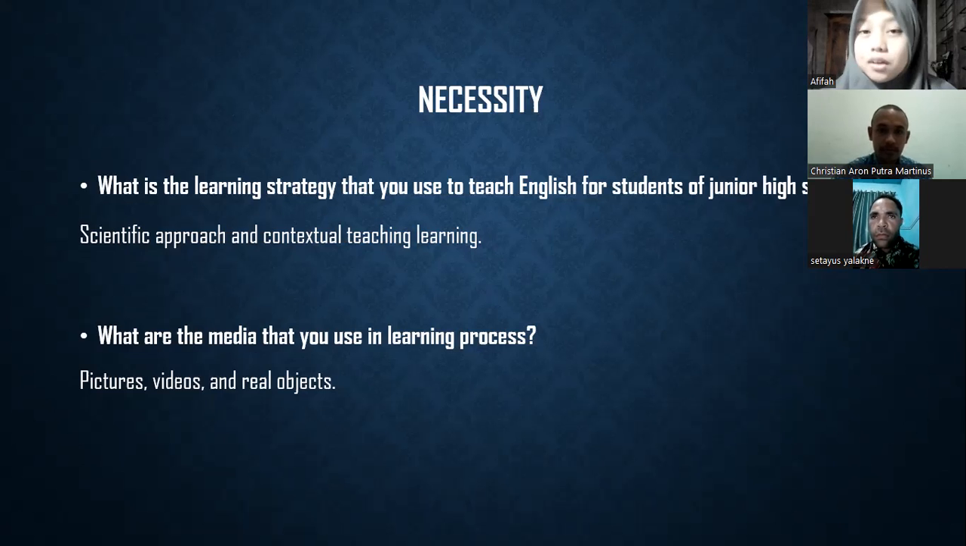So what is the scientific approach? The scientific approach is an approach that integrates students' attitude, skills, and knowledge by implementing observing, questioning, experimenting, associating, and communicating in the teaching learning process. Whereas contextual teaching and learning, or CTL, is a holistic learning process that aims to teach students to understand meaningful learning that is linked to the real life context.